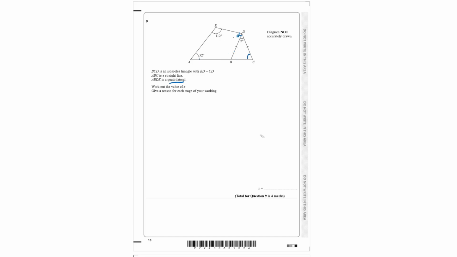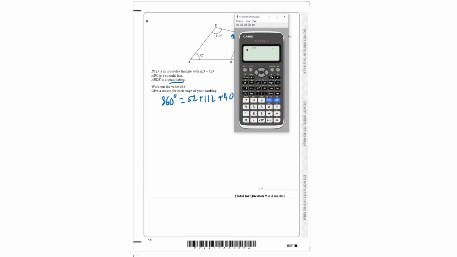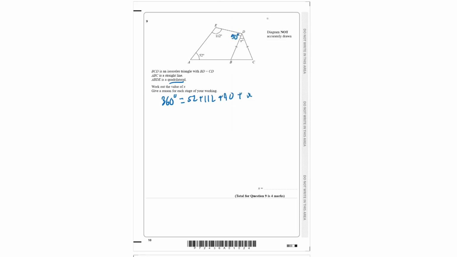So first off, we have 90 degrees here. We know a quadrilateral is 360 degrees. Now this is made up of 52 plus 112 plus 90 plus X. If I pull up the calculator here, I can see that 52 plus 112 plus 90 gives us 254. 254 plus x is equal to 360. So if I bring this to the other side, we have 360 minus 254 is equal to x.